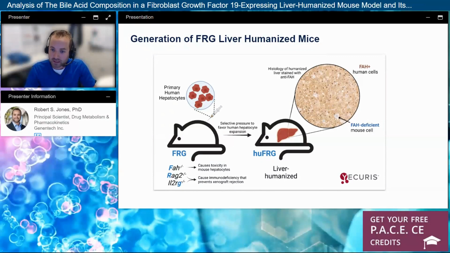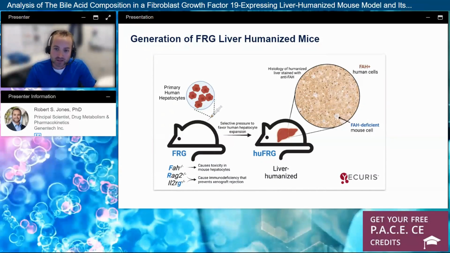If you look at the histology of this humanized liver stained with anti-FAH, you can see the majority of the brown stain is the FAH positive human hepatocytes. And in blue, we have our FAH deficient cells, so these are the murine hepatocytes that are left over. Essentially, we can get somewhere around greater than 90%, in some cases, human hepatocyte replacement index.